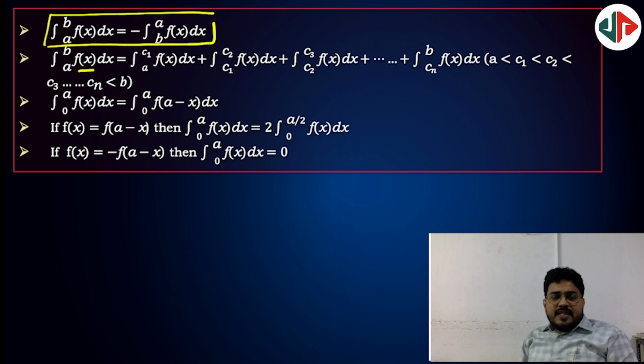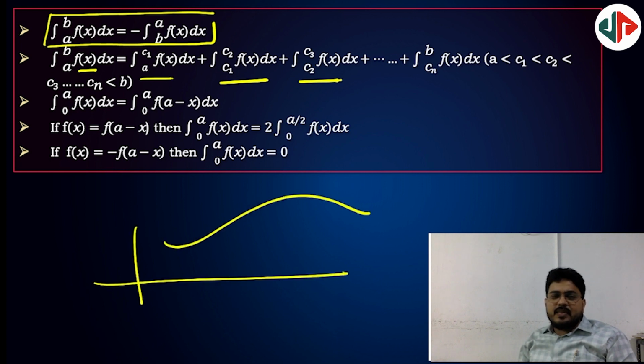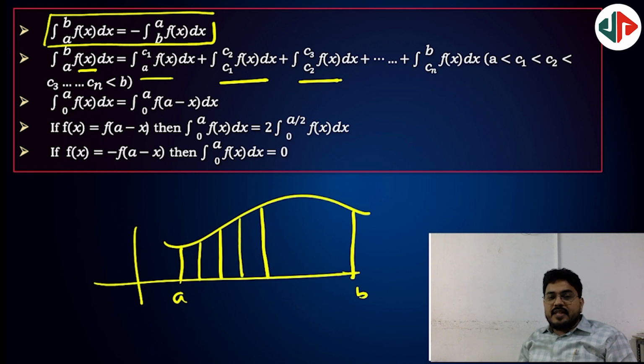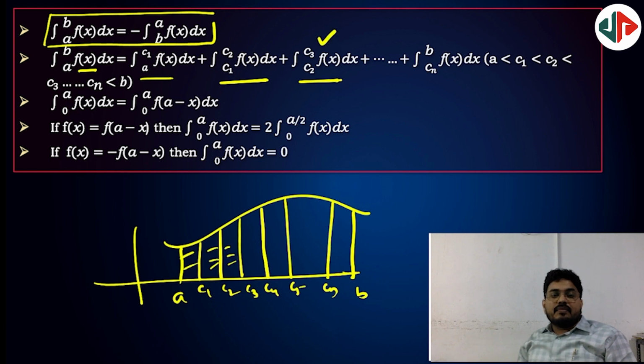Next, if f of x is continuous in a to b, the integral a to b f of x can be split into n number of intervals. Actually, integral a to b f of x dx means this portion. Like here is a, this is b. So between them, for example, C1, C2, C3, C4, C5 are there. Like this way you can write this one plus this one plus this one.